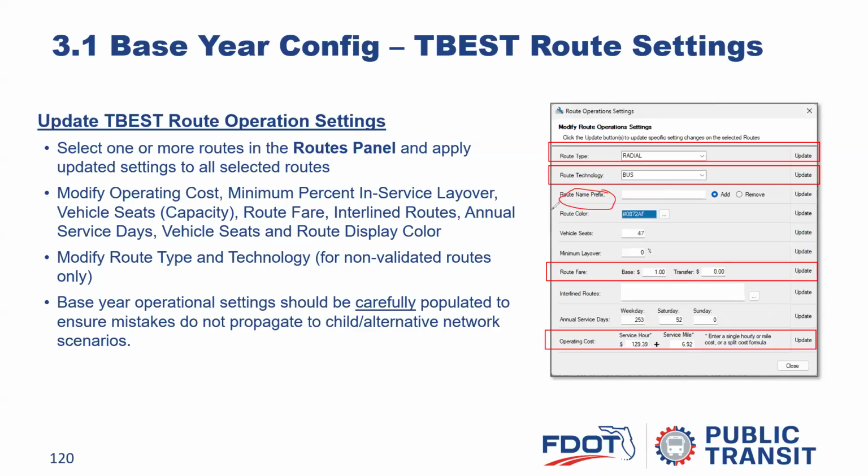Okay, so you can also add route color. Vehicle seats are also updatable at the route level. You can set the minimum route layer on a route-level basis. And these are whatever routes you select in the routes panel that you can update. The fare, so you can change and set fare exceptions here at the route level. Interlined routes, annual service days, and operating cost can all be updated for the routes by changing the value here, hitting update, and it updates in the routes panel.